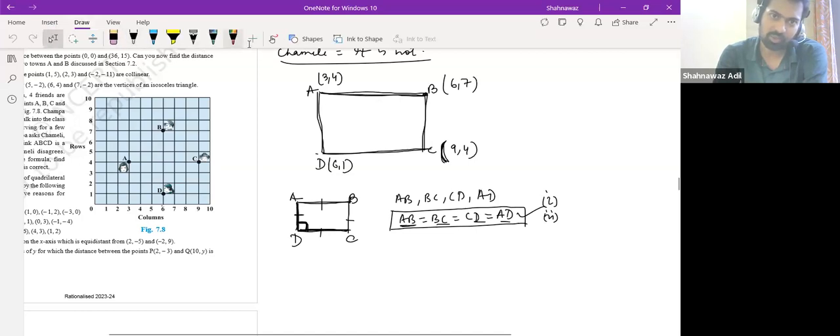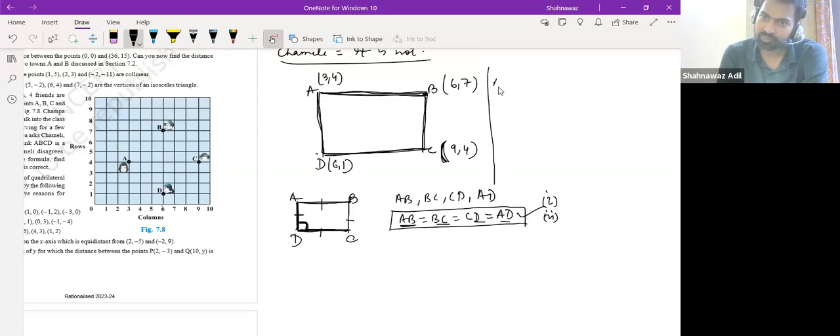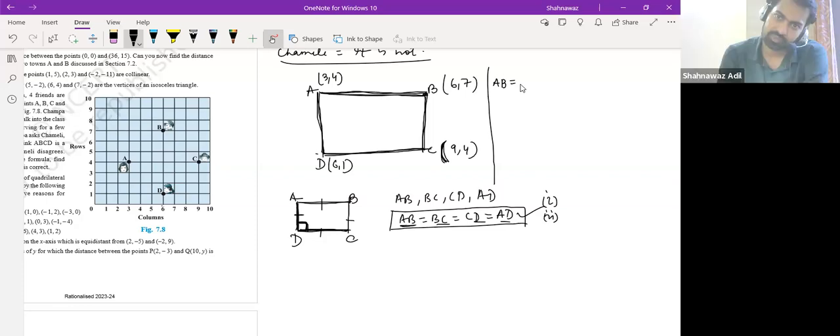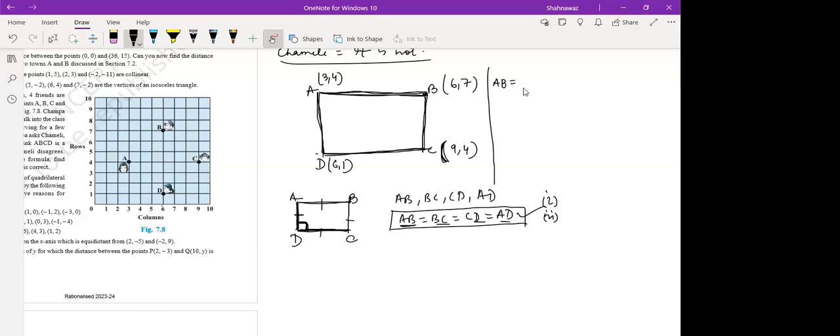So to prove the square, we have to prove that the sides are equal. So this was the question, and we have to find what is AB, BC, CD, and AD. So you guys tell me what is AB? Yes, Amar, what is AB?